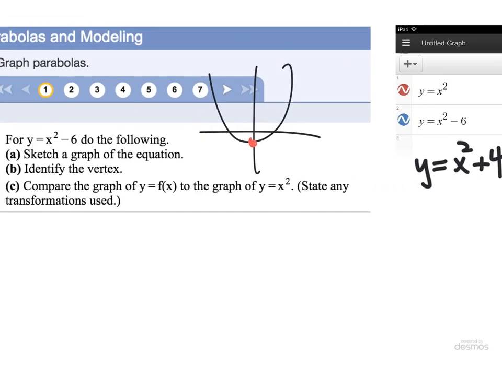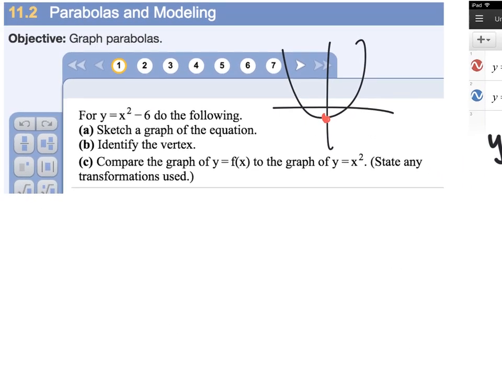So when we go over here, and we're supposed to compare, that's what it is. The y is dropped by 6 compared to the, did I say y minus 6? I meant x squared minus 6. So y is equal to x squared minus 6 is dropped compared to y is equal to x squared. It's that minus 6 that does the dropping.